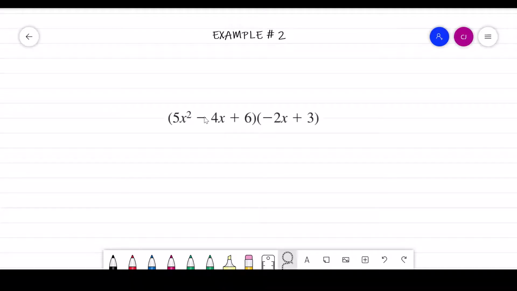In example 2, you'll notice that our first polynomial has 3 terms and our second polynomial has 2 terms. So step 1, we have to draw our box, but before we do that, we need to figure out what the height and the length is going to be of our box. And if you remember in example 1, we need to figure out what the degree of our polynomials is first. So again, the degree is just the highest power of our polynomial.